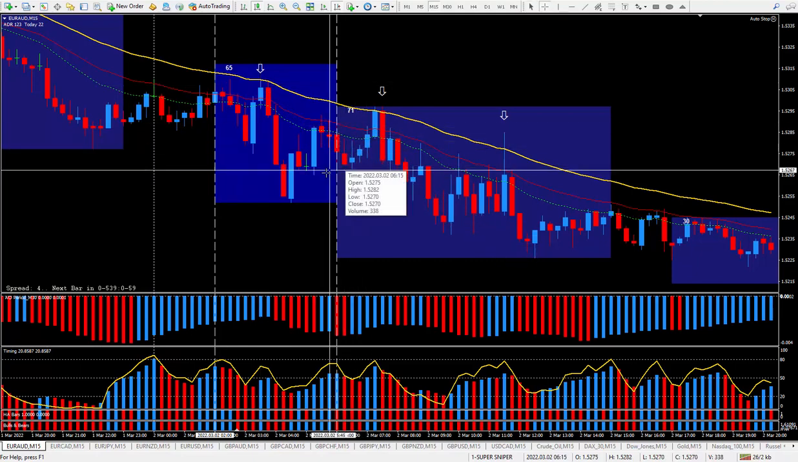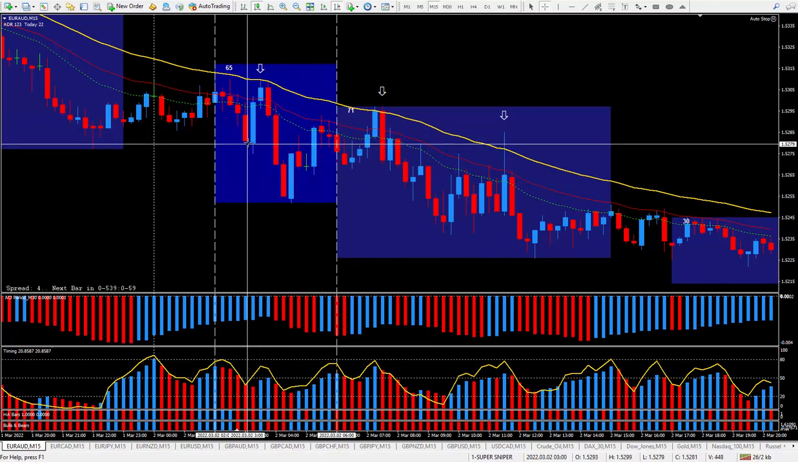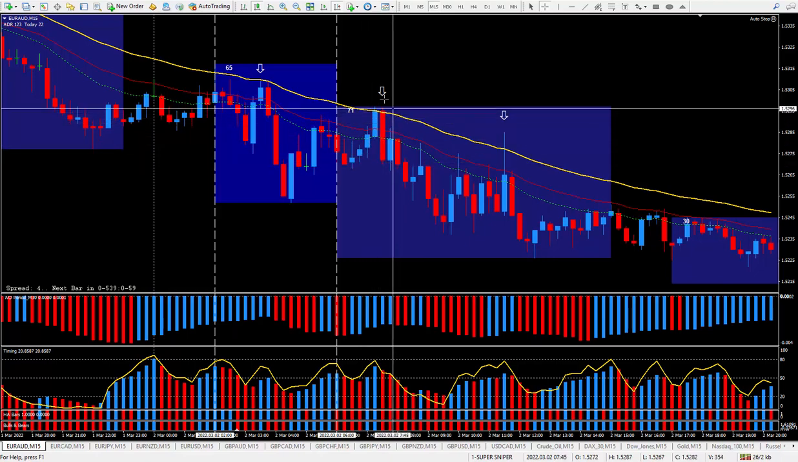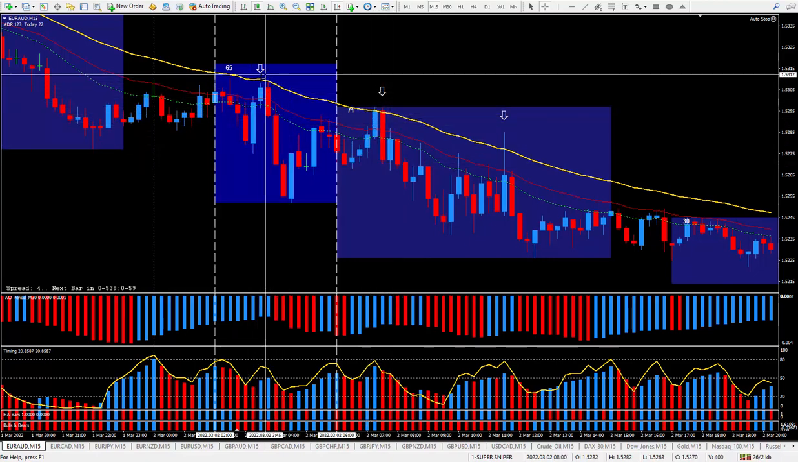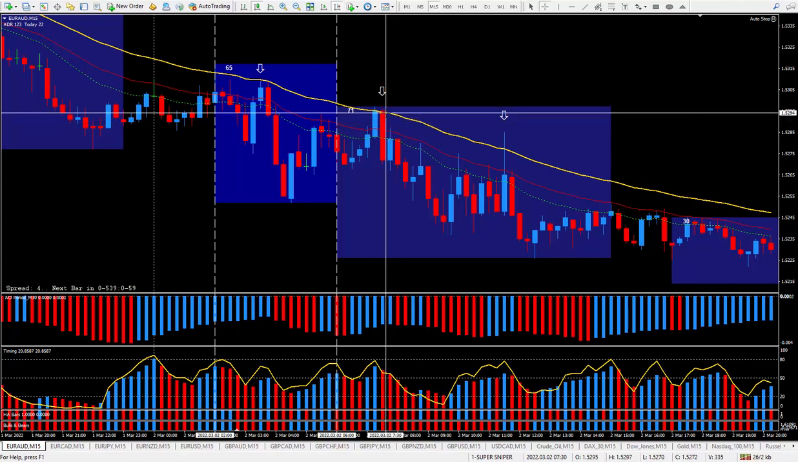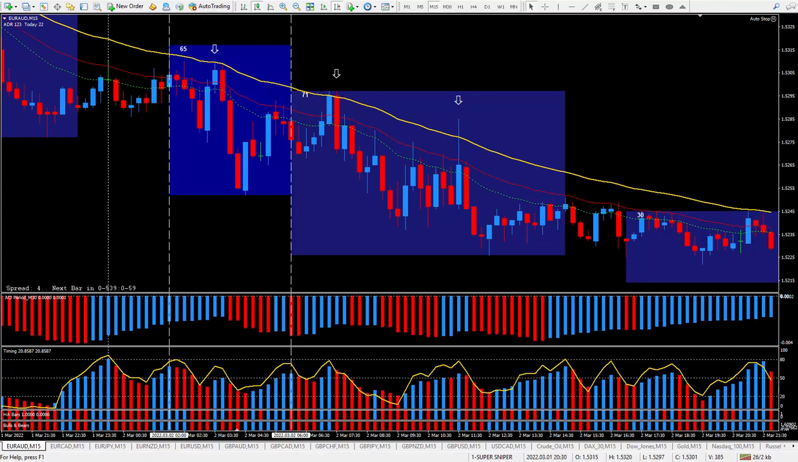Wait for the pullback. Remember, it's always wait for the pullback. That's the magic word, and the golden rule is take the trade as close to the goal line as possible. The closer the better, and your stop will be the smallest. Look, 5 pips. And it did bottom out here at 65. Excellent return. So remember, every time it comes back to the moving averages, whether it's here, here, here, or here, pull the trigger.